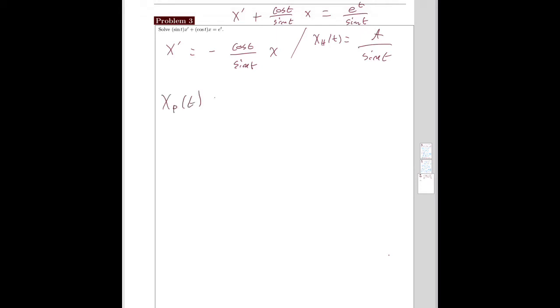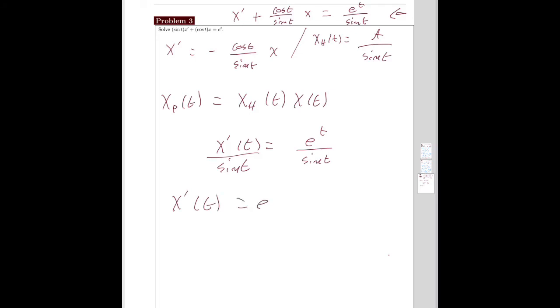So remember, I look for solutions of the form xp of t is equal to the solution to the homogeneous equation, times some unknown function x of t. And when I plug it into this differential equation up here, what I end up with is xh of t times x prime of t is equal to the non-homogeneous part, the e to the t over sine of t. Well, remember, I just need one homogeneous solution to do this. So I'm going to pick the 1 over sine of t. Okay, so I'm going to pick a is equal to 1.